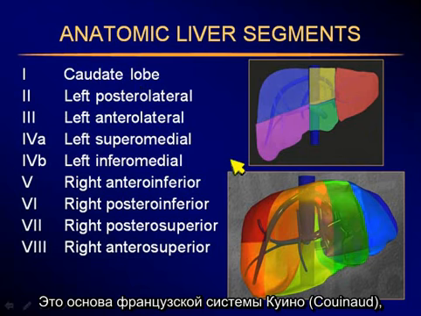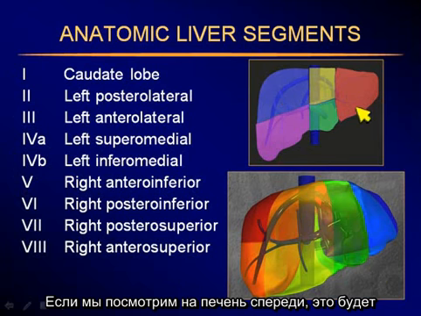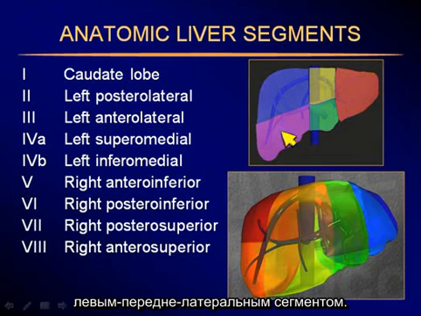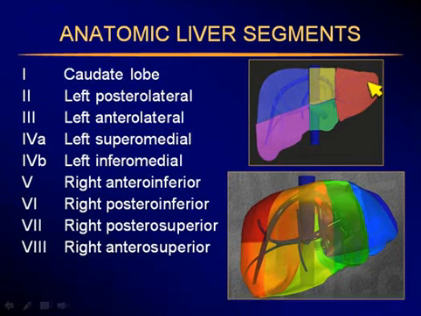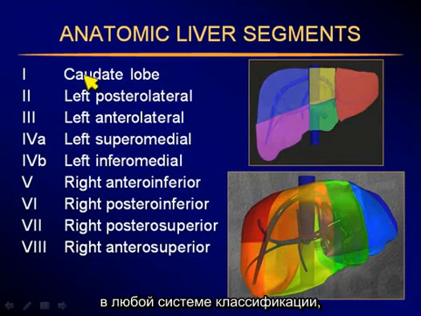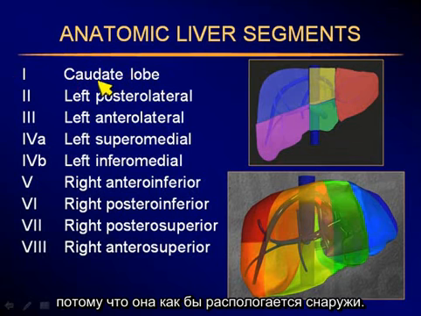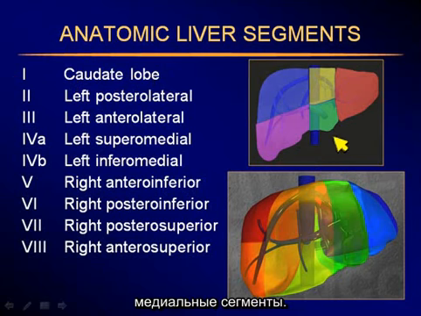This is the basis of the Couinaud system, a French system that divides the liver into 8 segments. If we look at the liver from the front, this would be the left anterior lateral segment. Behind it would be the left posterior lateral segment. Way in the back is the caudate lobe. That's always segment 1 in any system of classification because it kind of stands alone, so we get it out of the way. Then we see the medial segments. We have a superior and inferior medial subsegment.